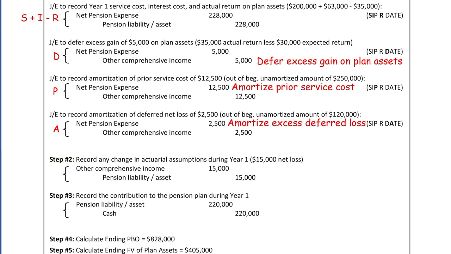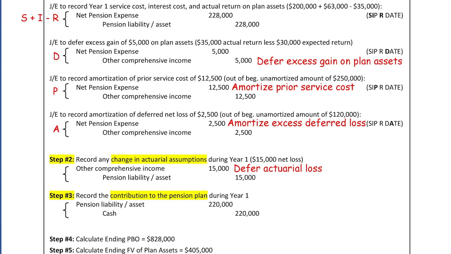Next, highlight step number 2 and highlight change in actuarial assumptions. Now there was an actuarial loss which we're going to defer. So write defer actuarial loss. Whenever you're deferring it, you're putting it into accumulated OCI. So the debit is to OCI, the credit is to the pension liability. Next, looking at highlight step number 3, highlight contribution to the pension plan, the actual cash that was set aside during the year, and that was $220,000.